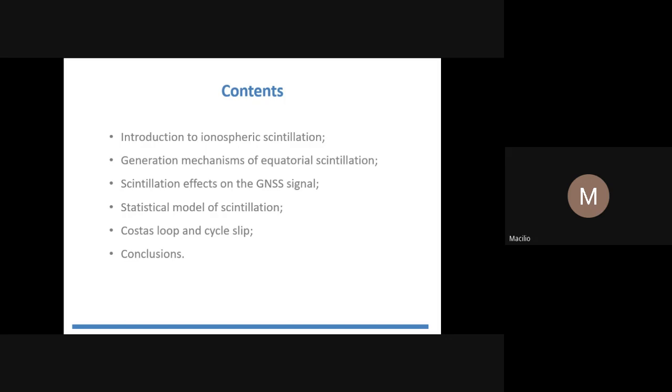I will present a statistical model of scintillation. I will show also a cost loop that is a kind of system to recover the phase of GNSS signal in the GNSS receiver. And at the end, I will present some conclusions.